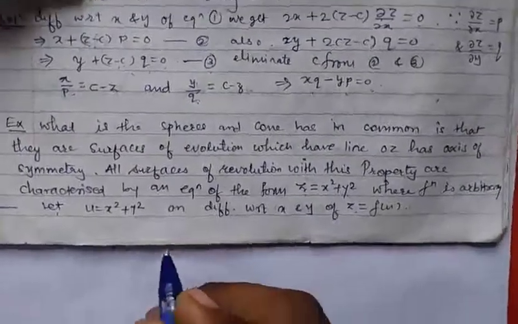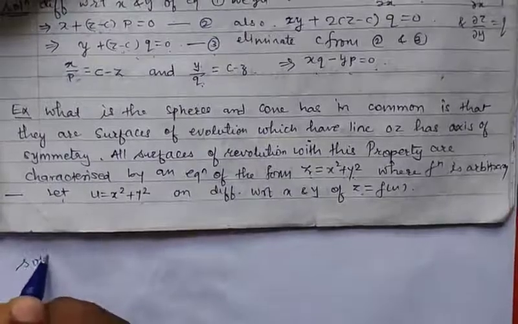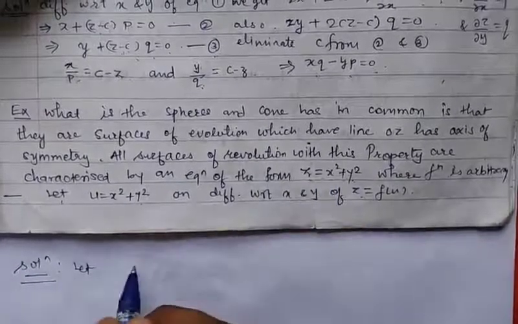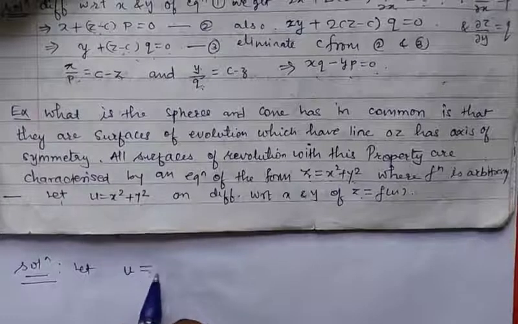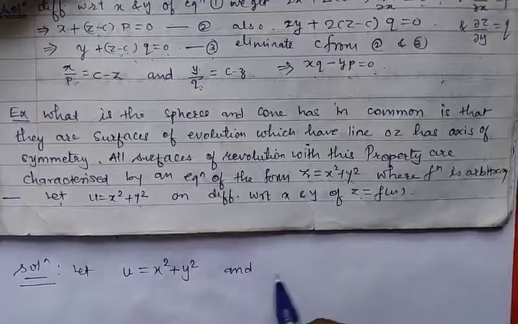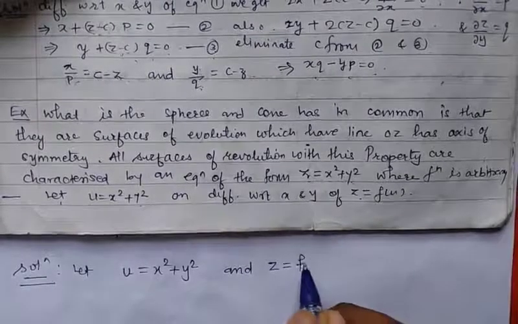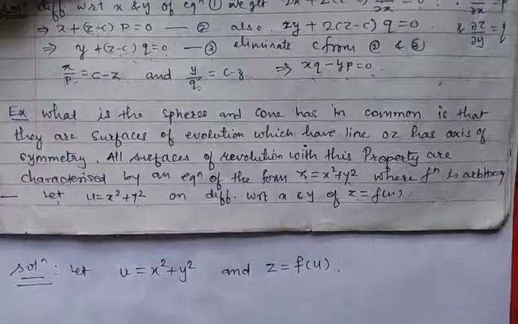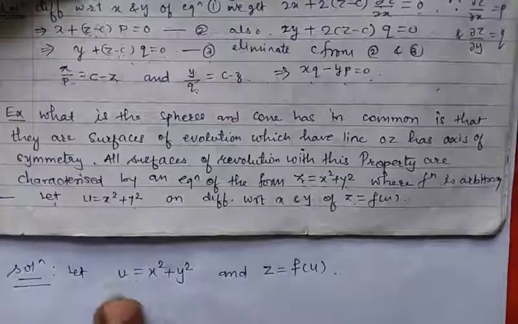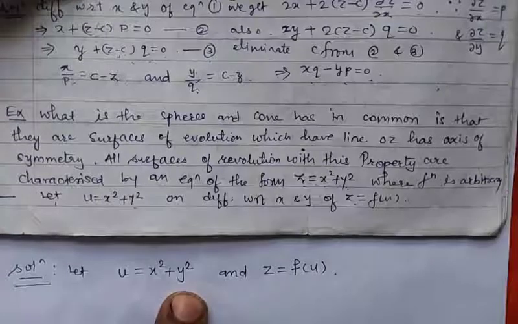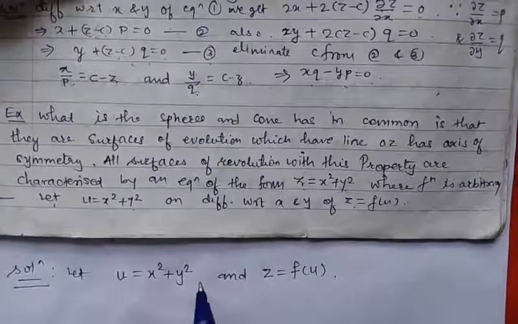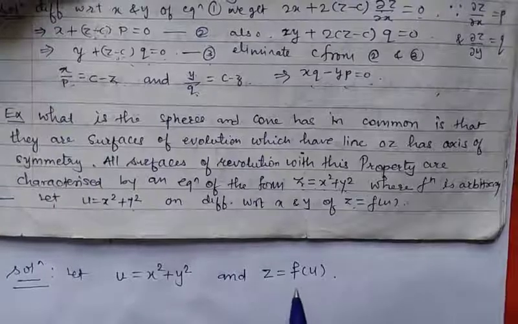Okay, so let's see the solution of this. Let us take u as x square plus y square. Then z is a function of u, right? So z is a function of u and u is x square plus y square. Therefore we have to find the partial differential equation.